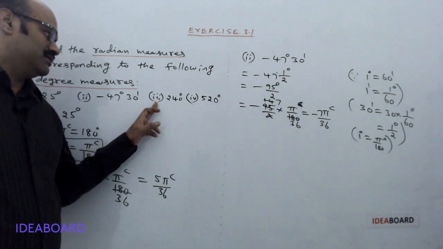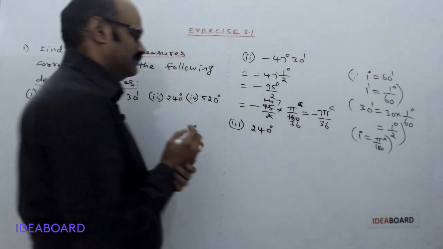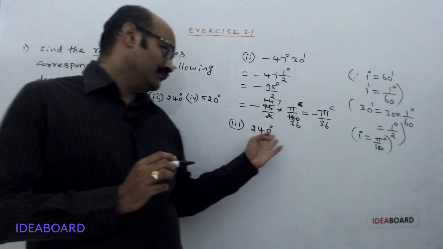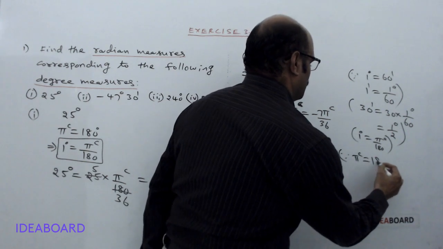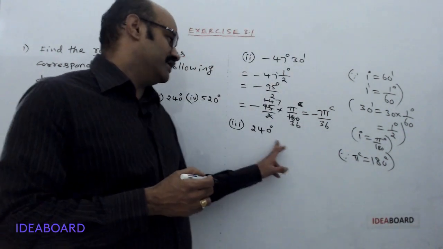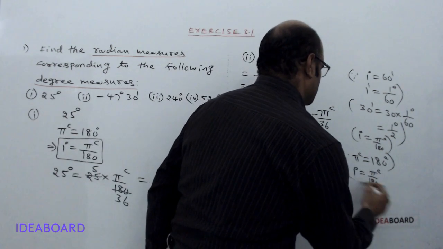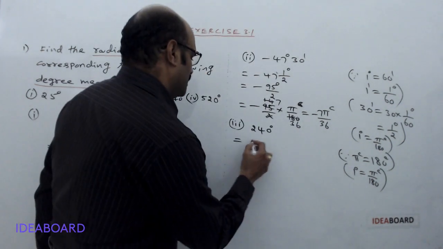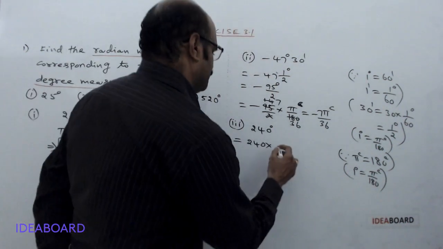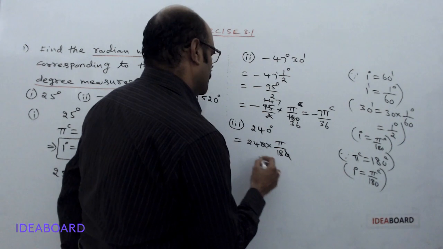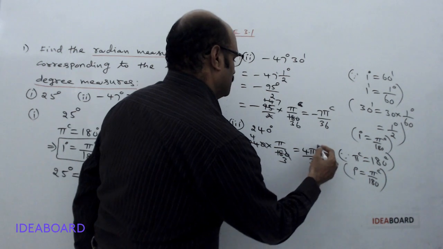Now, third problem is we have 240 degrees. Same. Pi radians equal to 180 degrees. Then 1 degree equal to pi by 180 radians. So it's equal to 240 into pi by 180 radians. 6 fours, 6 threes, so equal to 4 pi by 3 radians.